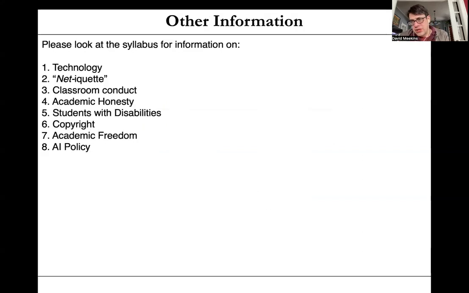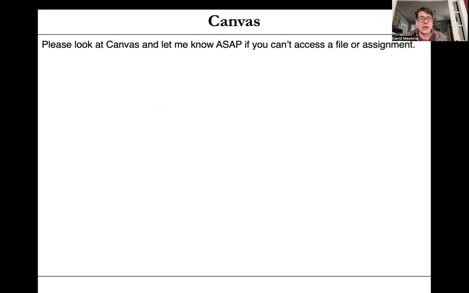There is other information in the syllabus that you're responsible for knowing, but I'm not going to go through it right now. Things like technology: if you're running into technical issues, I'm not a technical computer person at all, so there's little I can do to troubleshoot. But if you're having an issue, let me know, and then let IT know. Also classroom conduct, academic honesty, students with disabilities, copyright, academic freedom, and the AI policy. All that information is on the syllabus. Please take a look very quickly. You're responsible for knowing that information. You're also responsible for making sure that you can get on Canvas and that it works and everything like that.